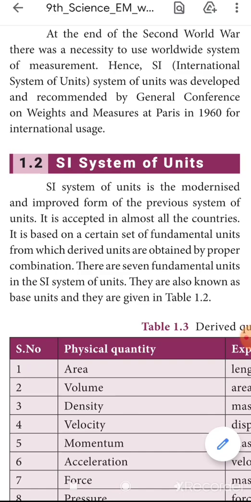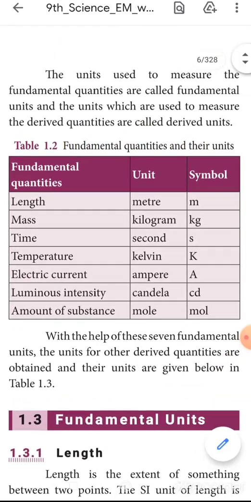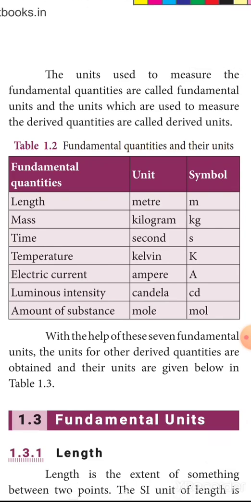Yes. There are 7 fundamental units in the SI system of units. How many units in the SI system? 7 fundamental units. Okay. These are the units used to measure the fundamental quantities, called fundamental units. Using the fundamental quantity, that is fundamental unit. Using the derived quantities, that is derived units.